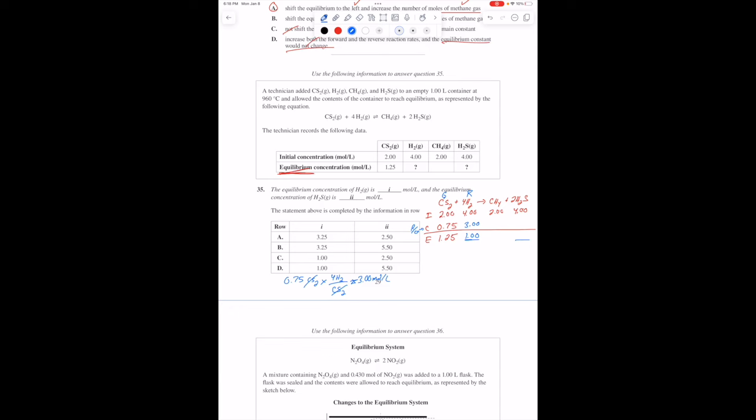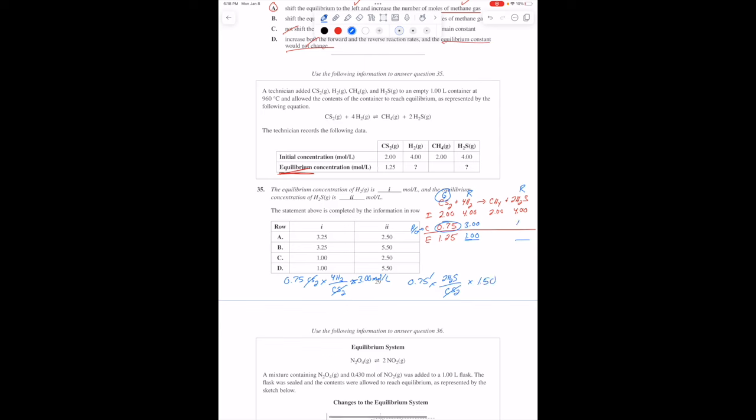And then I'm just going to do the same thing all over again. And now I'm going to make this my required, so 2H2S. So I go back to my given, which is the 0.75 times required over given. So the required is 2H2S divided by CS2. The CS2 cancels. Oh, I forgot to write it. Anyway, we know it's there. Okay, so 0.75 times 2 gives me 1.50.